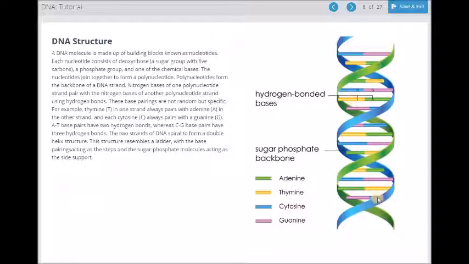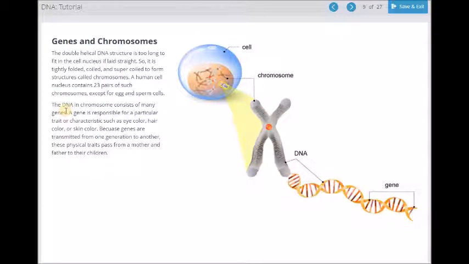Technically there's 6 billion of these bases, but since they're put together in pairs, there's 3 billion pairs. And it resembles a ladder, and we've already talked about all that. So let's go on. Now we're going to talk about the relationship between DNA and chromosomes.